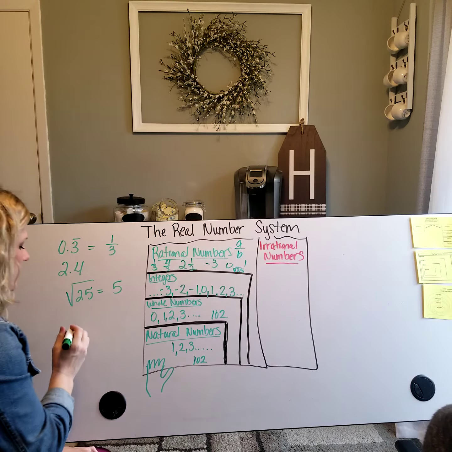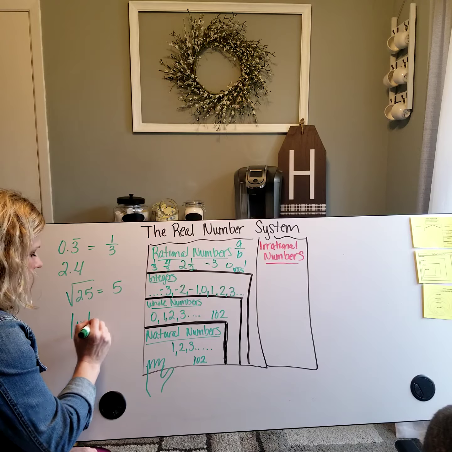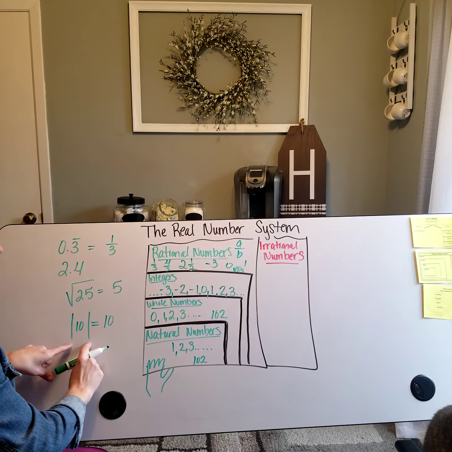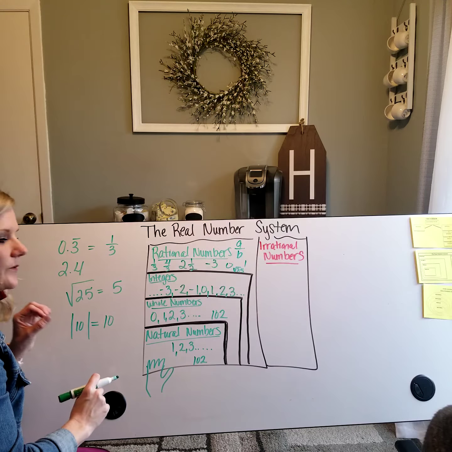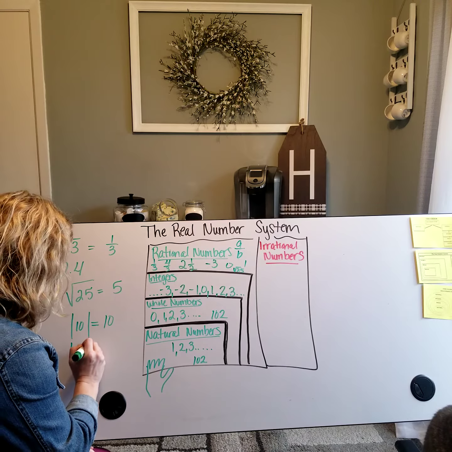And the other thing is the absolute value. What is the absolute value of 10? Well, it's 10. Because the absolute value bars, remember, mean the distance a number is away from 0. So the absolute value of negative 10 is 10. It's just how far it is away from 0.